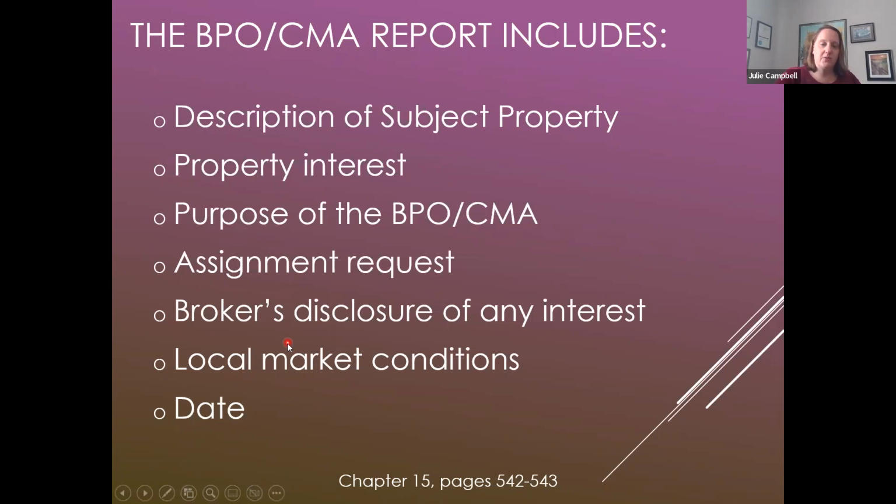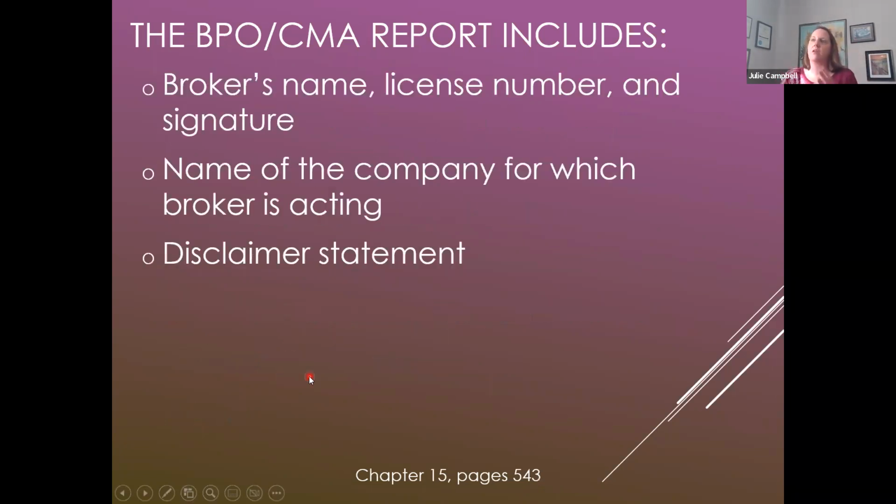Local market conditions, what's going on today, the date that we performed it. You need your name, license number, and signature as the preparer, if you're doing it for a fee, the company you're listing for, and then a disclosure statement, which you can actually find on page 543.